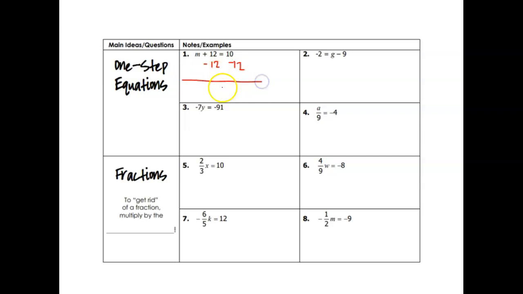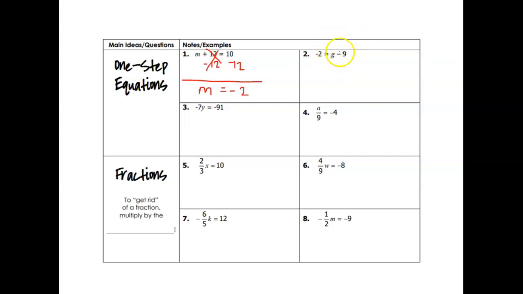So when I do that, guys, I carry my equal signs down. 12s go away. 12 minus 12 goes away. So I have m, and it's equal to 10 minus 12. Again, that is going to be a negative value, right? Because 12 is negative, and I'm left with a negative 2 if I subtract those, all right? m equals negative 2.